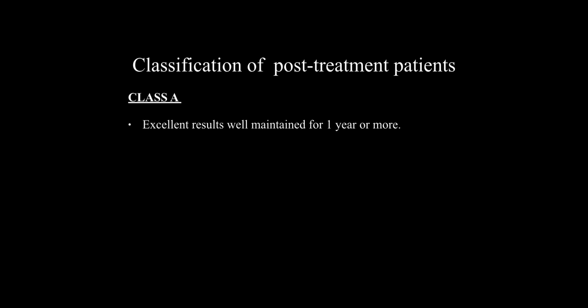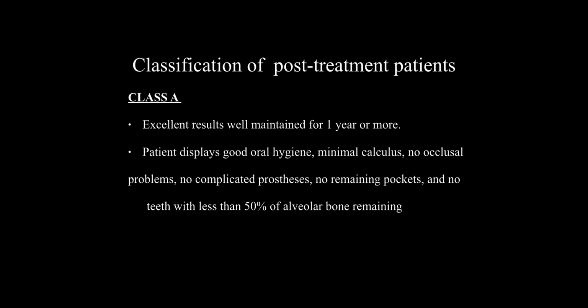With Class A, excellent results are well maintained for 1 year or more. So if the patient was a patient with history of periodontal disease, but the results were excellent and the patient displays very good oral hygiene, minimal calculus, no occlusal problems, no complicated prosthesis, no remaining pockets, and no teeth with less than 50% of alveolar bone remaining, then the interval can be between 6 months to 1 year.